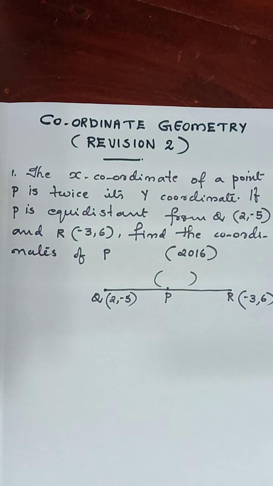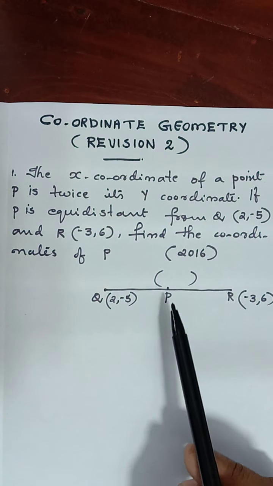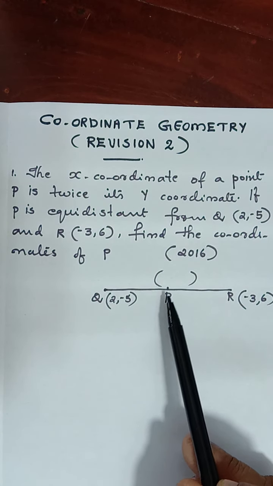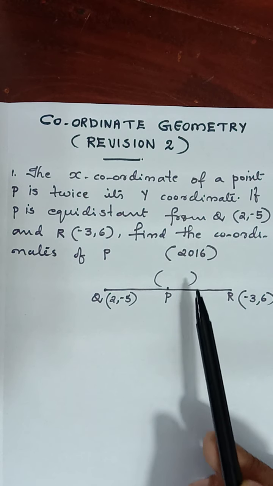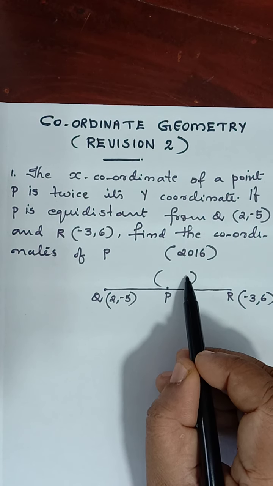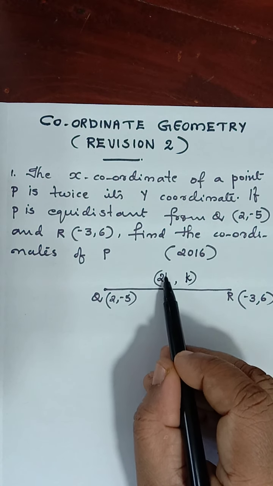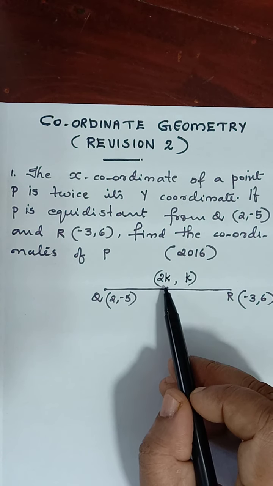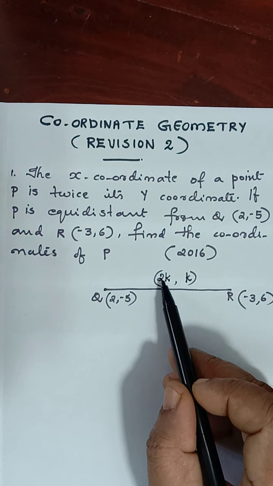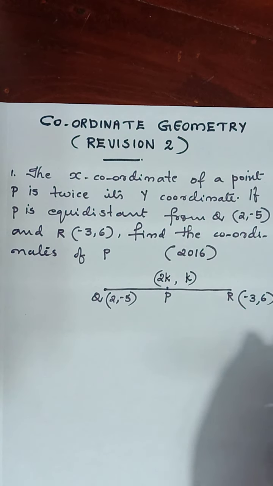It is revision 2. The x coordinate of a point P is twice its y coordinate. We have to consider a point P. X coordinate is twice y coordinate. If y coordinate is k, x coordinate will be twice k. That is, x coordinate of point P is twice y coordinate.